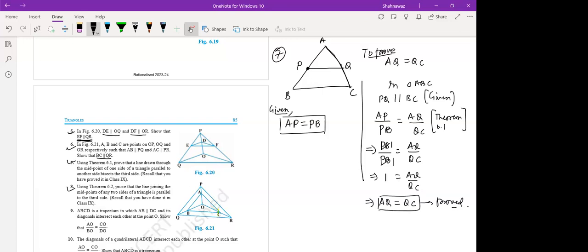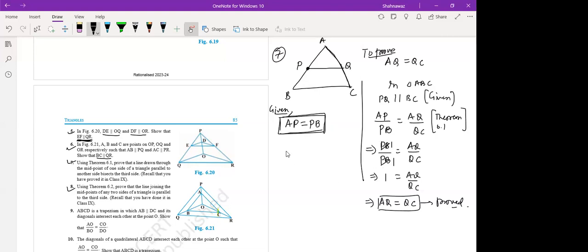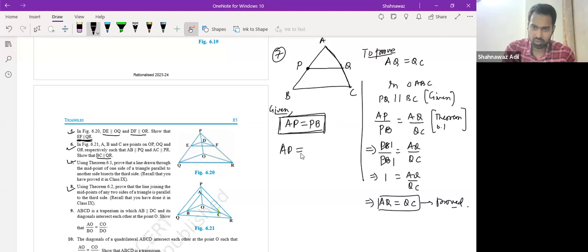In any question we can substitute any value, like for AP I can substitute PB, when AP equals PB is given. But if AP is not equal to PB, then we can't do that. The ratio would simply be AP by PB only. This is a special case that AP was equal to PB.